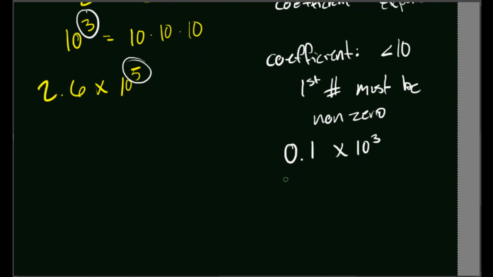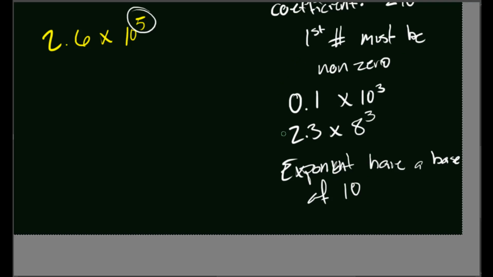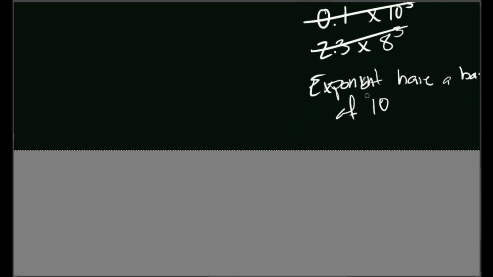So what about if we had 2.3 times 8 to the third? That's the second part. The exponent must have a base of 10. So this would not be scientific notation. But if we have a number like 2.3 times 10 to the third, this would be scientific notation. The decimal point is in between the first number and the second number, and this first number cannot be 0. And we have the exponent, and the base has to be 10.